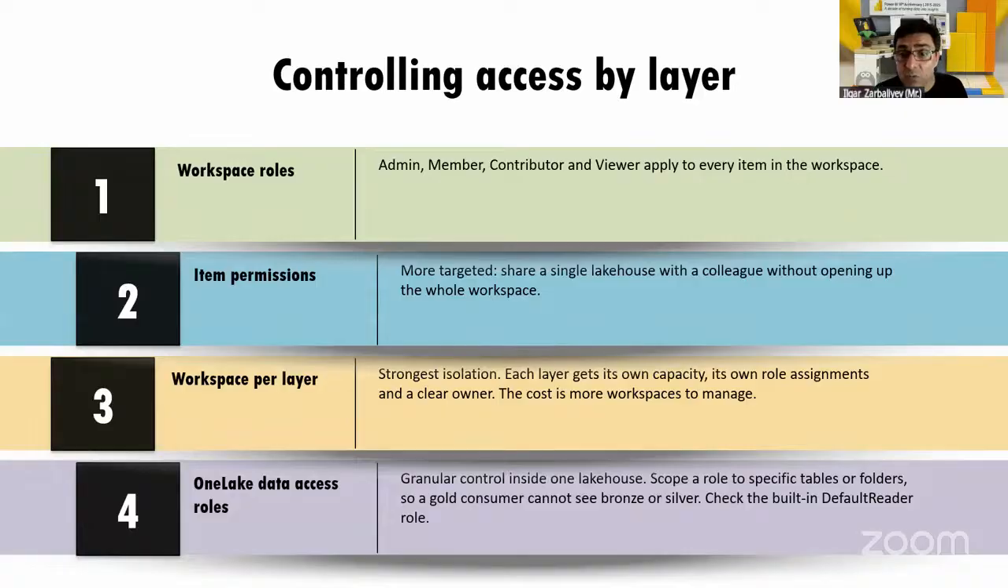Before, role is the one I would highlight. OneLake data access roles give you granular control inside a single lakehouse without a separate workspace at all. You scope a role to specific tables or folders. So a gold layer consumer can query gold tables but cannot see bronze or silver. One warning that catches people out.